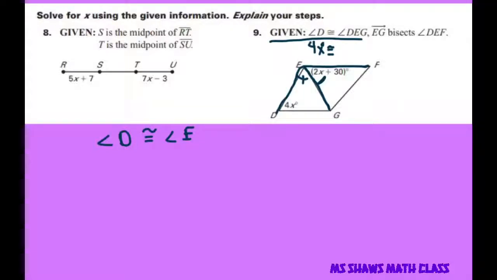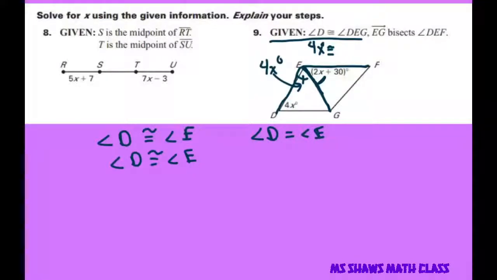So we know that also angle D, which is the measure of, we use the substitution property, and our congruence just says that angle D equals angle E. Since this bisects this, it cuts it in half, so these two angles are equal to each other. So this angle is also 4x degrees.